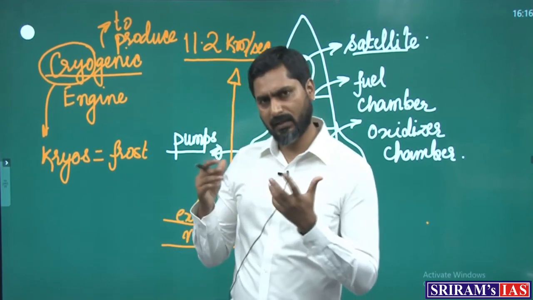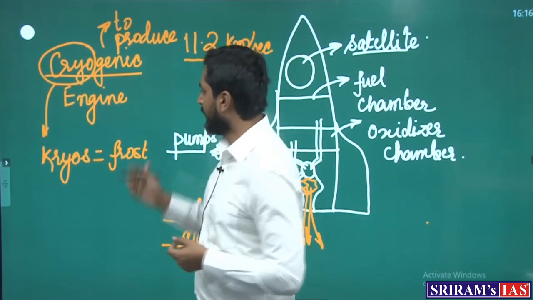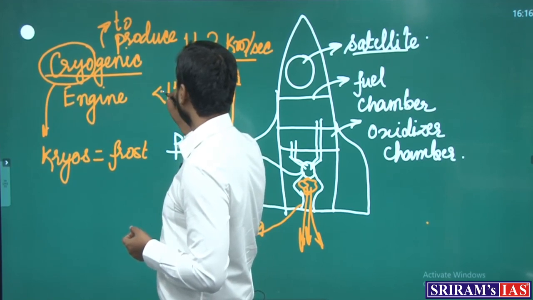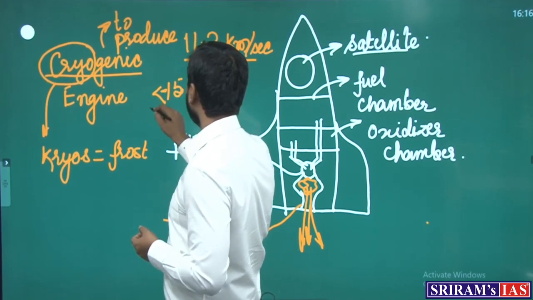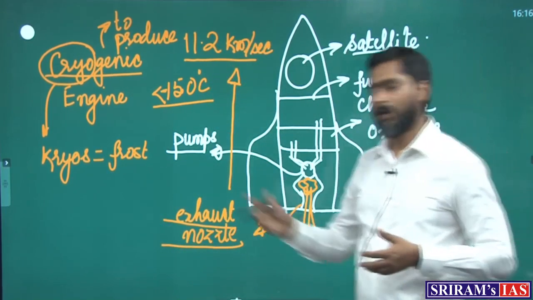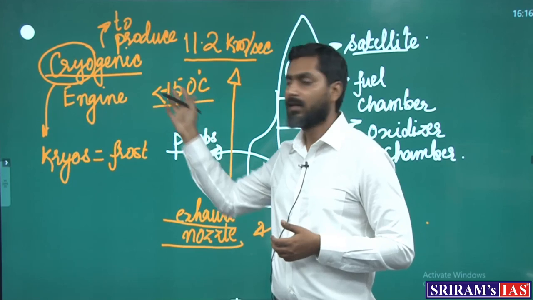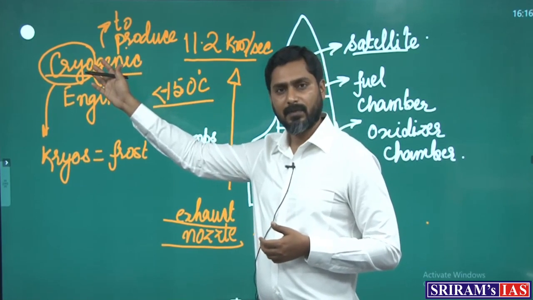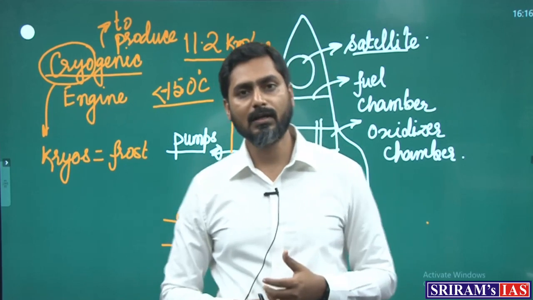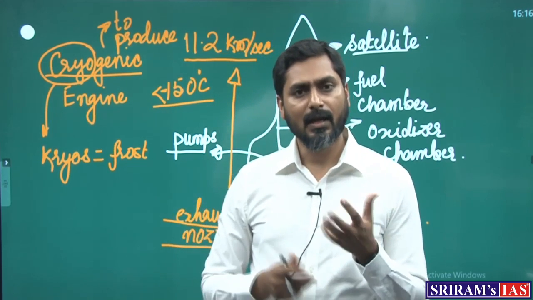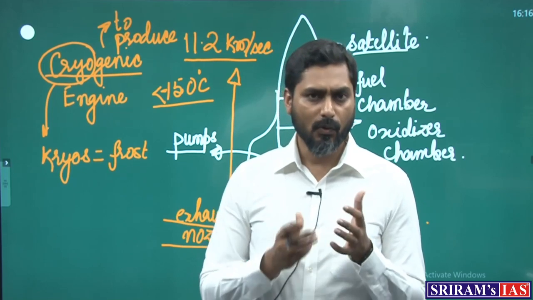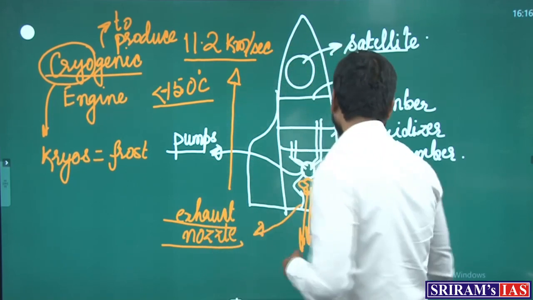So we have a cutoff that anything which is done below minus 150 degrees Celsius, all the processes or all the physics carried out below minus 150 degrees Celsius, is known as cryostate, or the cryogenic phenomena. So what is happening at cryogenic? In a rocket, how are we using this cryogenic engine?